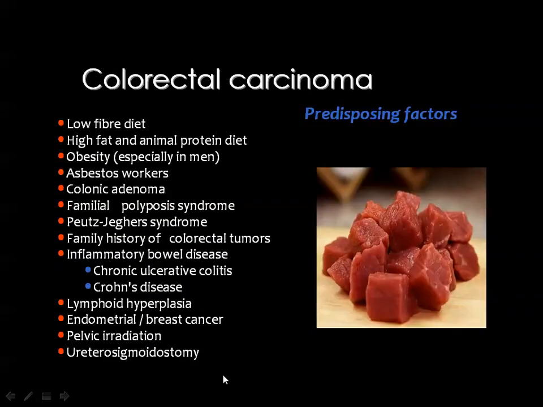There are a lot of risk factors, and one of the important risk factors is a high fat and animal protein diet. Also, a low fiber diet, obesity, asbestos workers, chronic adenomas, familial polyposis, and family history of colonic tumors, inflammatory bowel diseases like ulcerative colitis and Crohn's disease, lymphoid hyperplasia, and pelvic irradiation, and also some of the surgical procedures.